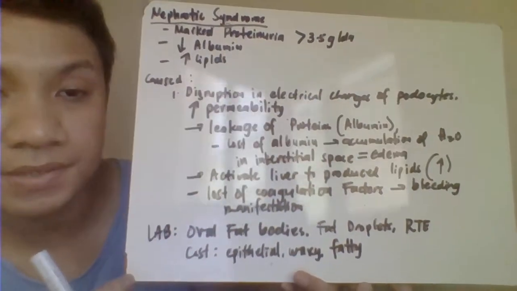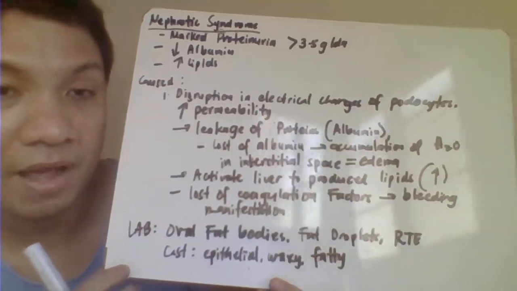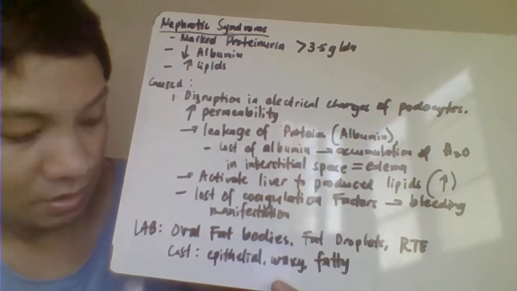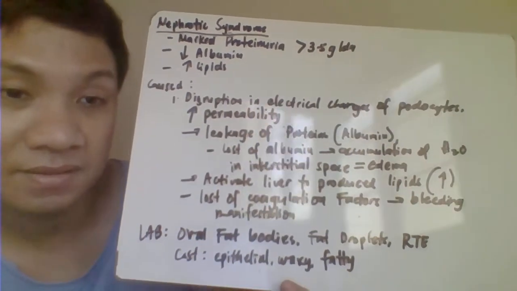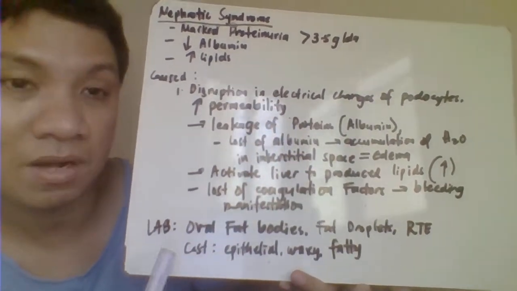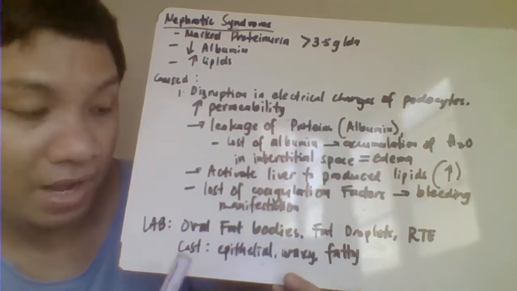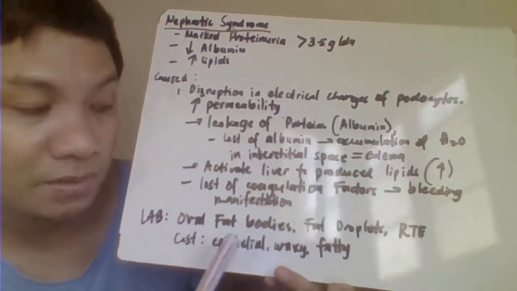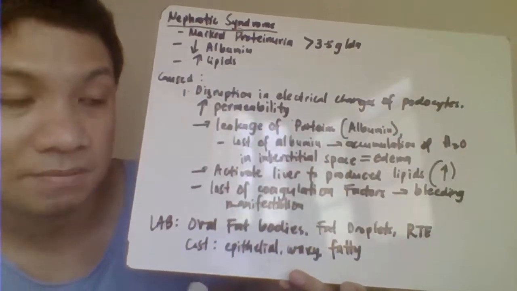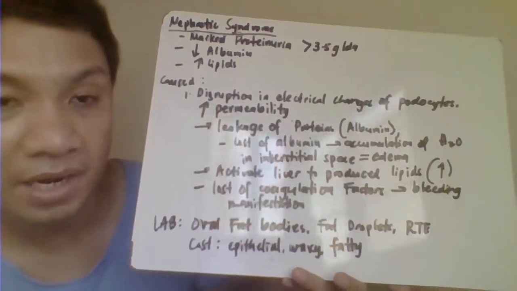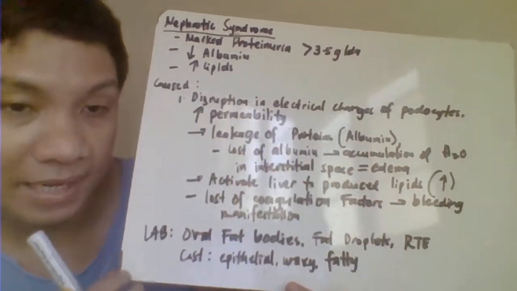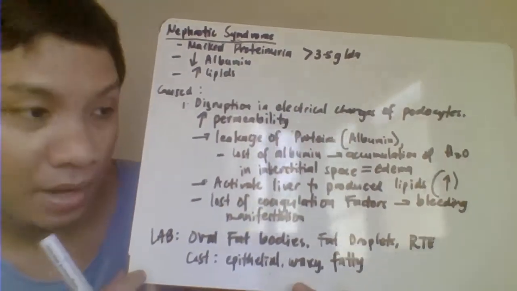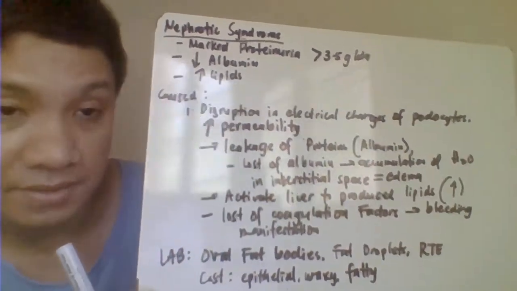Okay, we have here what you see under the microscope if the patient would have nephrotic syndrome. So since madami kang fats, okay, because of the too much production of fats by your liver, then expect to have oval fat bodies sa urine ni patient plus meron siyang fat droplets. Another one, the presence of your RTE. Then we have also the different cas, your granular, your waxy, or even your fatty na cas.